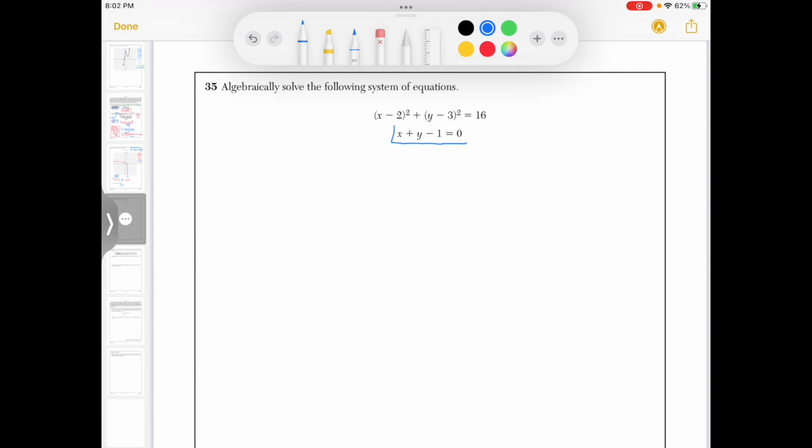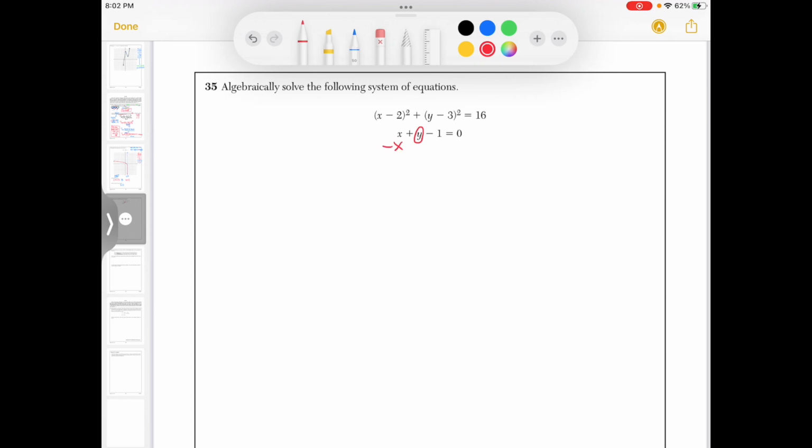This bottom one, I'm going to have to solve this bottom equation for one of the variables and then plug it into the other equation. So what I mean by that is I need to solve this for one of the variables. It doesn't matter which one. I'm going to solve it for y so that I can get it in terms of x, and then my equation will just have x's in it. You'll see as we get there.